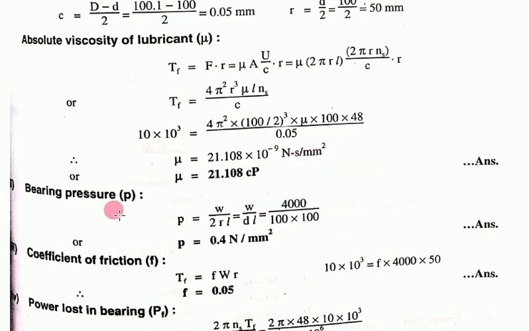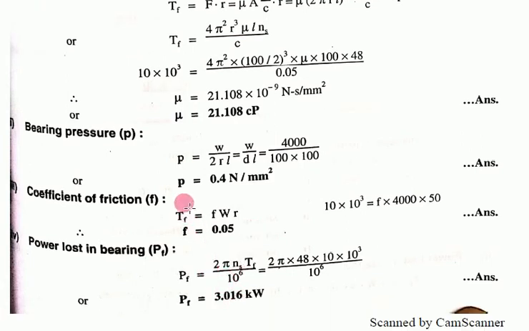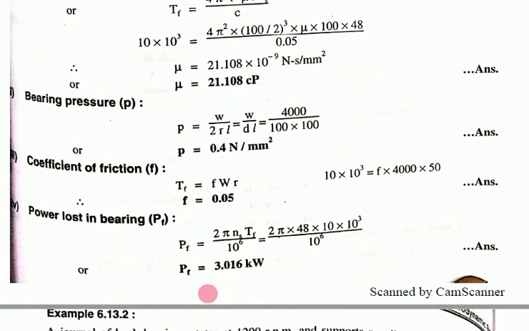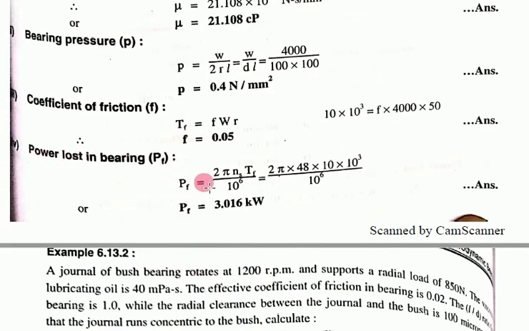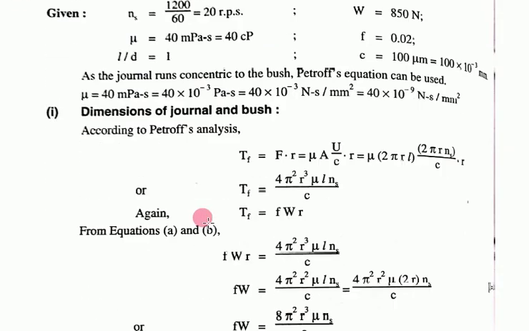Now bearing pressure P is equal to W upon 2RL. Here W is given, D, that is 2R, the diameter of the shaft, is given, and L is the length of the journal. So we can find the bearing pressure P. Then we can find the coefficient of friction f, where Tf is equal to f W into R. Then the power lost in bearing is 2 pi N T upon 60. Here we have the speed and the frictional torque, so we can find the power lost in the bearing. In this way, using Petrov's equation, we can find the values.